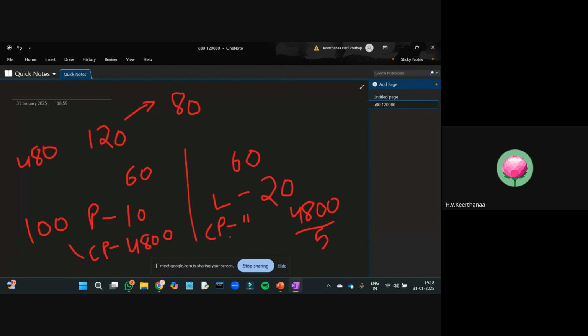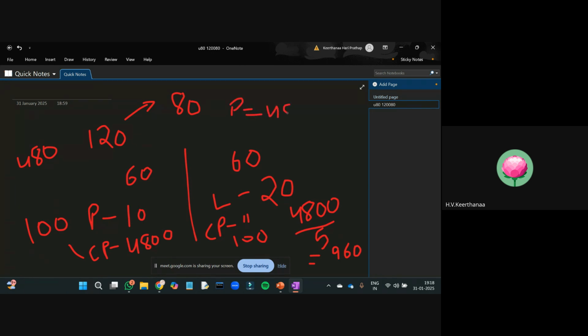Because CP is considered as 100% and the loss is 20%. So to get 20% from 100%, we divide by 5. When you divide by 5, you get 960, which is the loss. So now you have got the net, the loss and the profit. Now we can calculate the net: the profit is 480 and the loss is 960.